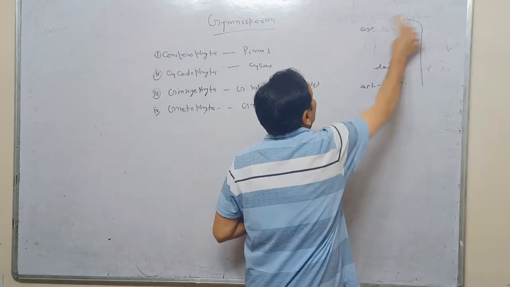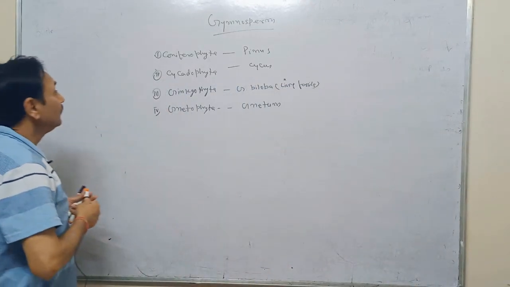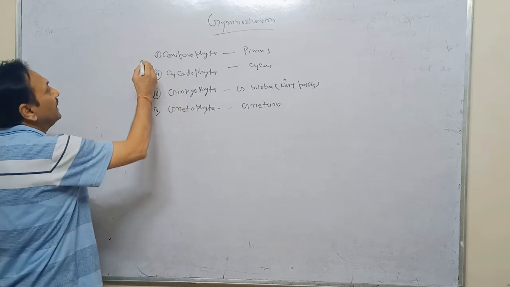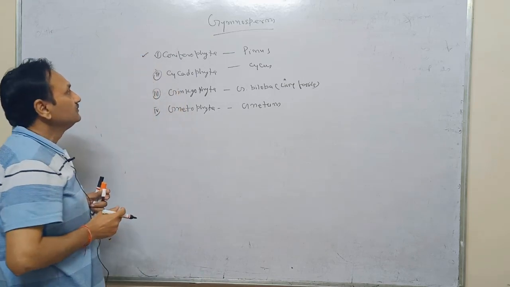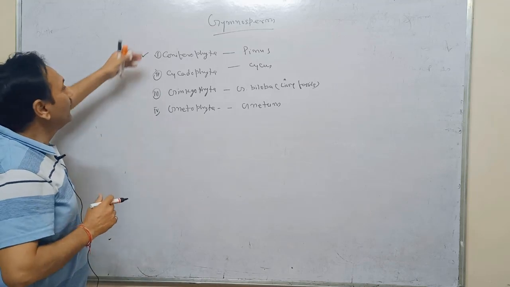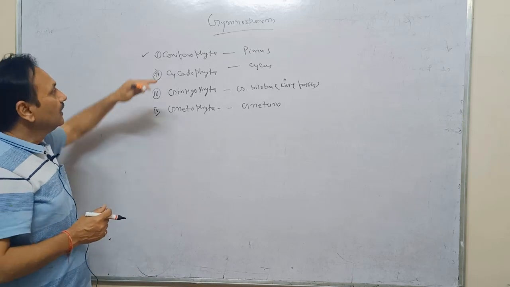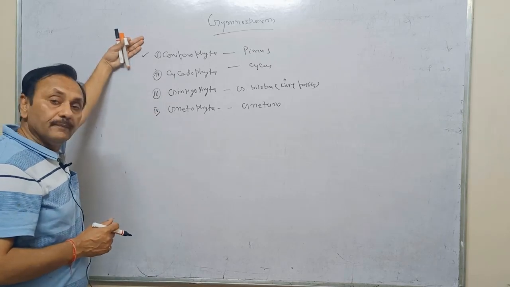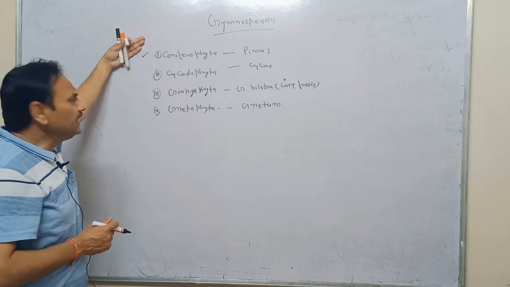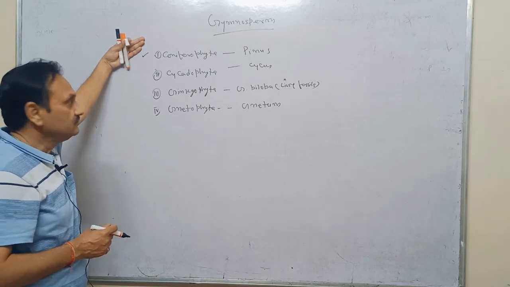Now, mainly gymnosperm is of four groups, four types. That is called conifers, Coniferophyta. It is one of the common plant-like gymnosperm. Mostly it leads its life in cold regions.